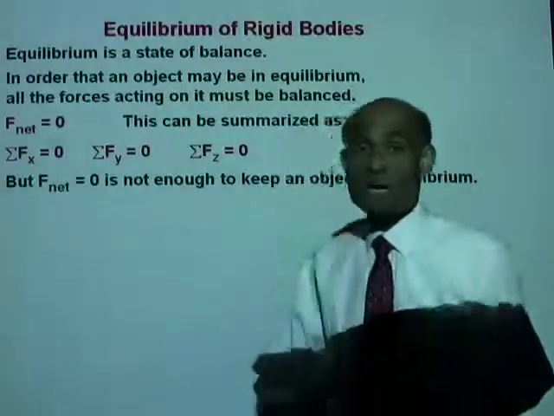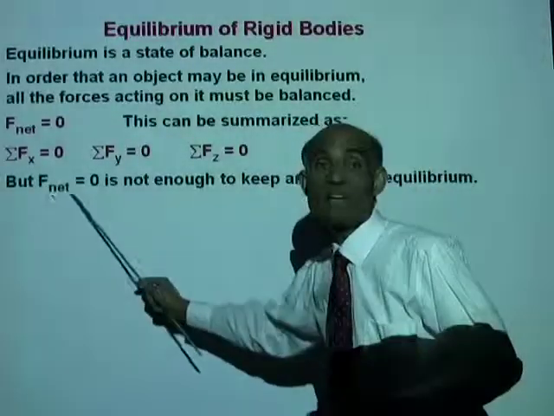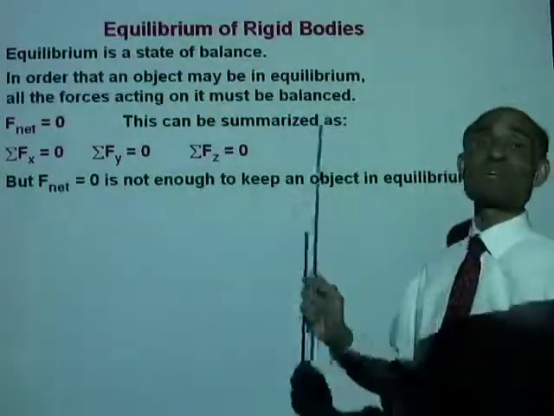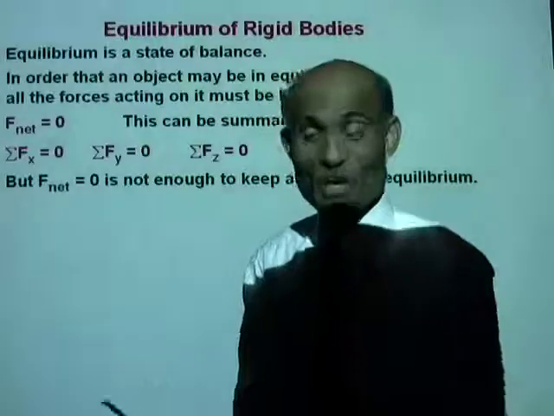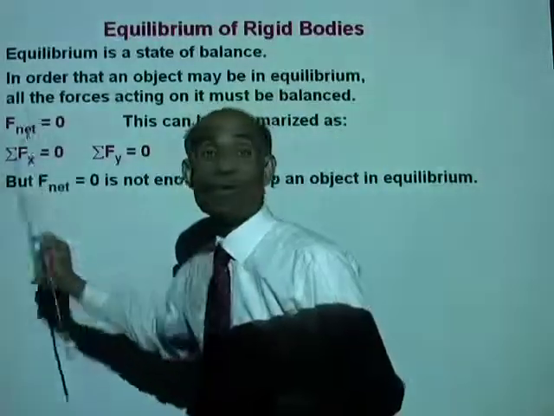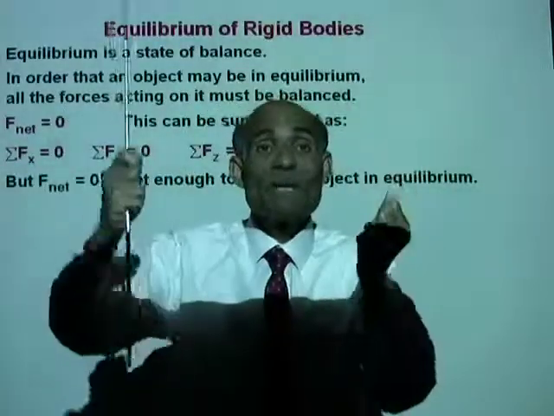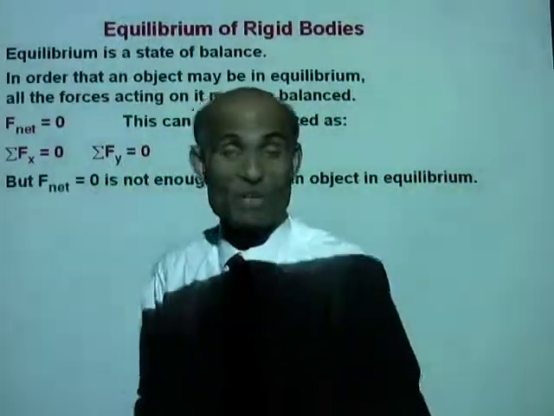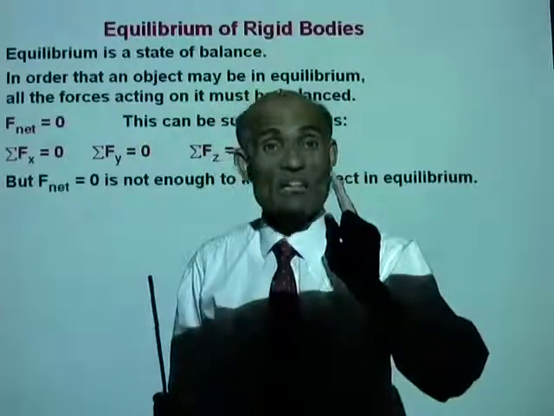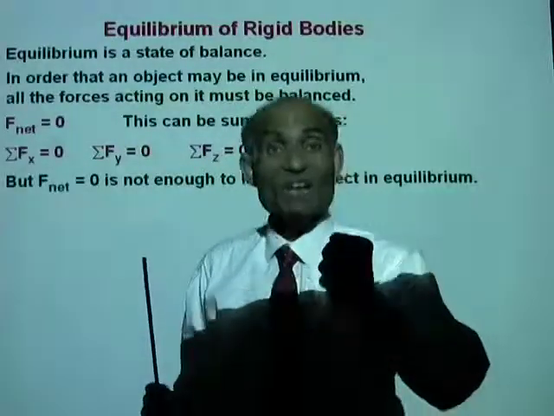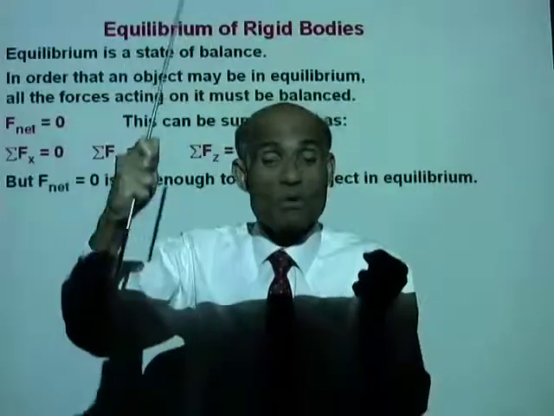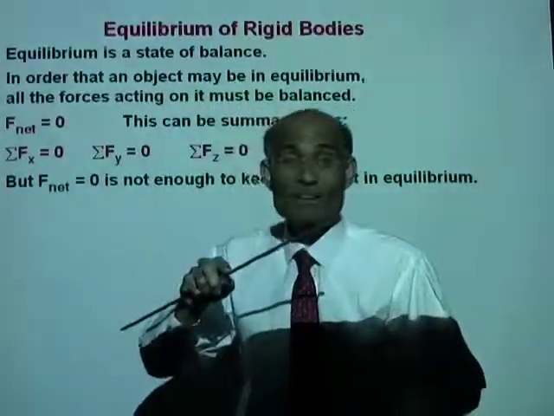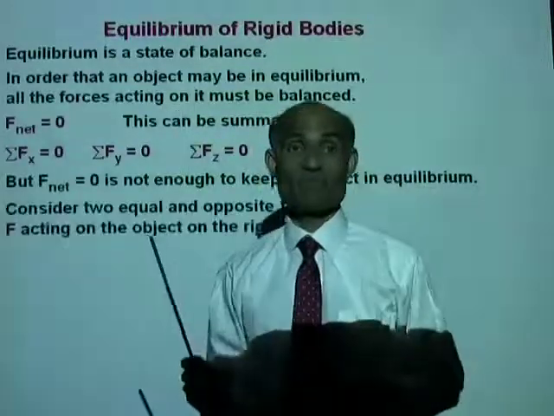So, I just demonstrated to you that F net equal to 0 is not enough to keep an object in equilibrium. Why not? Because even when the net force is 0, there could be a net torque rotating the object. Now, when an object is in equilibrium, it has to be in translational equilibrium as well as rotational equilibrium. The object should not move, it should not rotate.